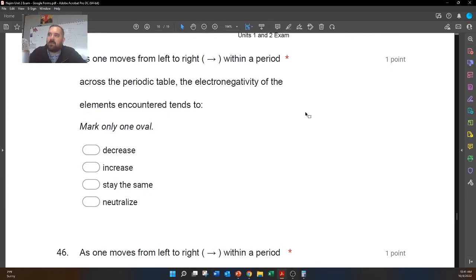As one moves from left to right within a period across the periodic table, the electronegativity of elements tends to go up. And the reason it goes up is the smaller an atom is, and we know as we move to the right, elements get smaller. So the smaller an atom is, the better it is at stealing electrons, which is what electronegativity is. So we're going to put increases for this one.